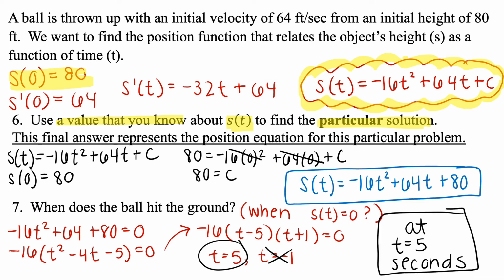So just as a recap, we were only given information about our initial velocity and our initial height. We were able to go all the way backwards from using only the fact that we knew gravity was pulling our ball down, to go all the way back to finding our position equation and then answering a question about when the ball hits the ground.